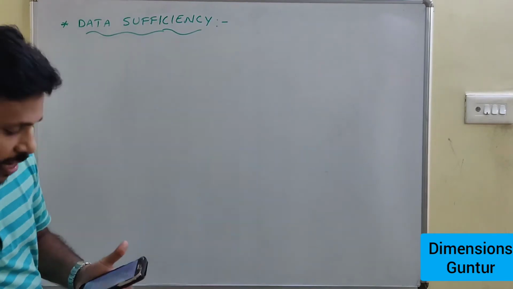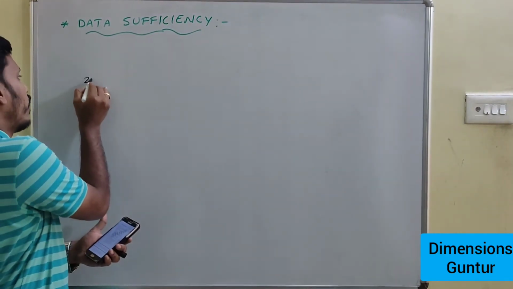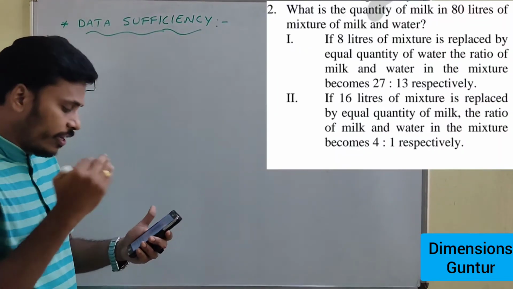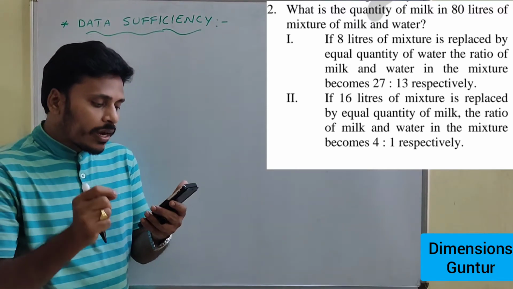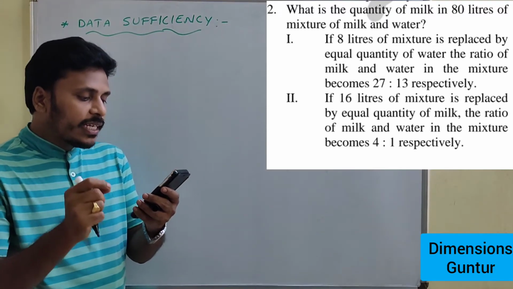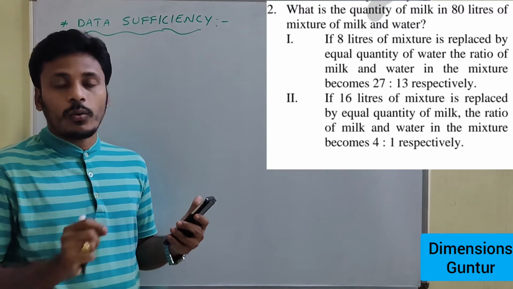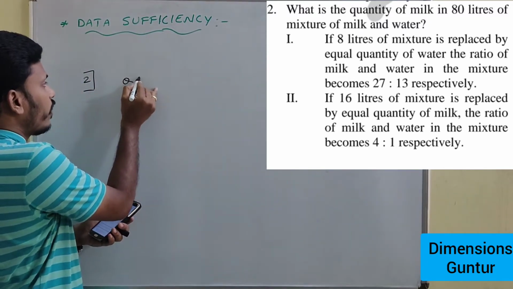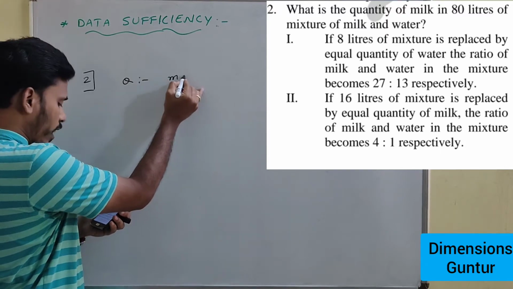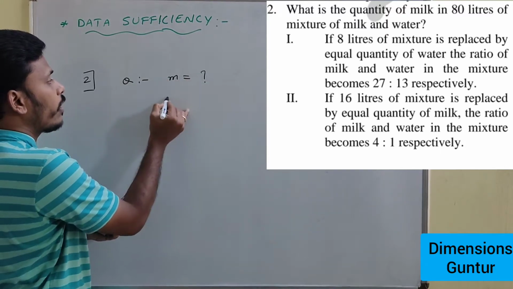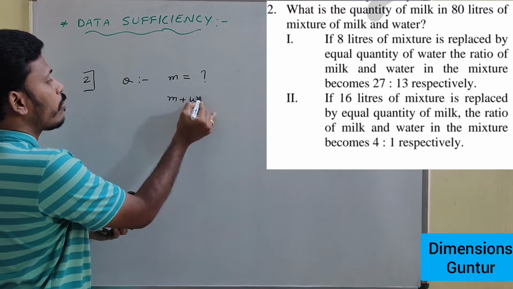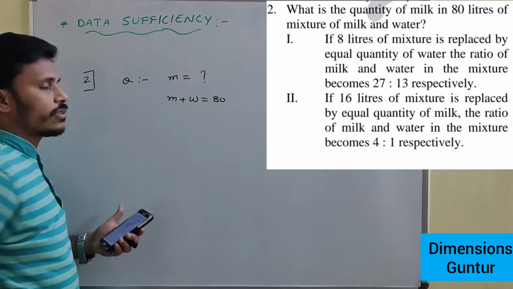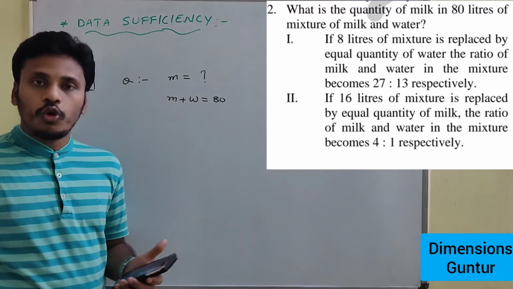Again, just have a look at the second question. I will read it here: what is the quantity of milk in 80 liters of the mixture of milk and water? Very clear. See what is given in the question part. We need to find the quantity of milk, and they have given that the sum of milk and water is 80 liters.